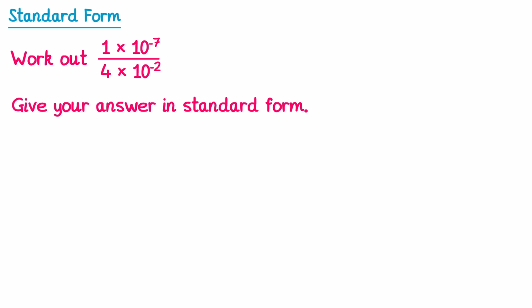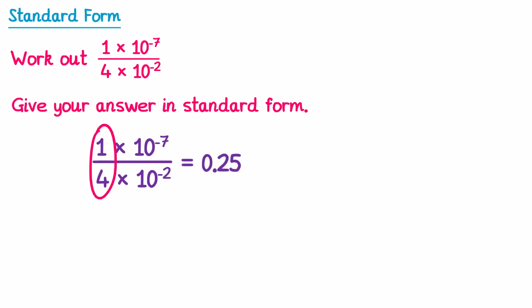Now let's try one more of these. So we're going to do 1 times 10 to the power negative 7 divided by 4 times 10 to the power negative 2. I'm going to keep this in its fraction form once again. So if we begin with 1 over 4, we could think of this as a fraction, 1/4, and 1/4 as a decimal is 0.25.